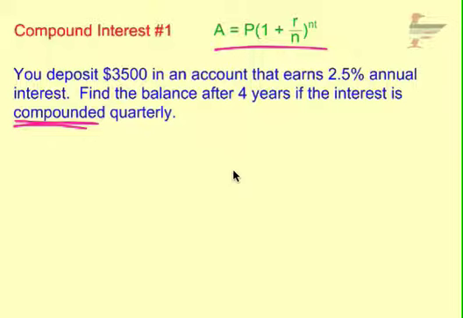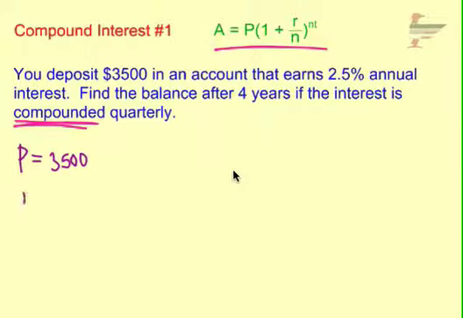And there's lots of variables up there, so let's figure out what each one stands for. Now the A is going to be the amount after so many years, so that's what we're trying to figure out. The P value, though, we know that. Our P is the principal amount that we start with, or that we deposit initially, which is $3,500.